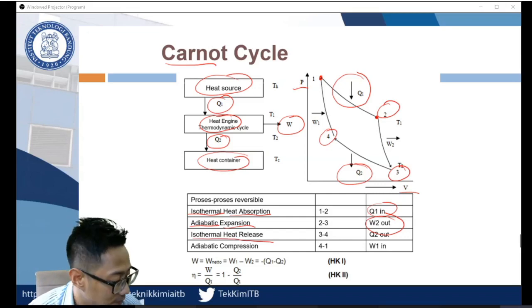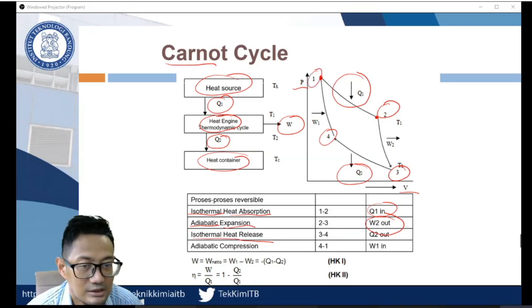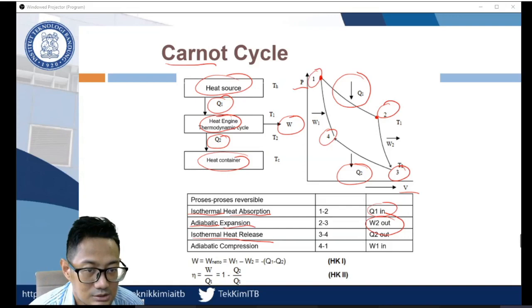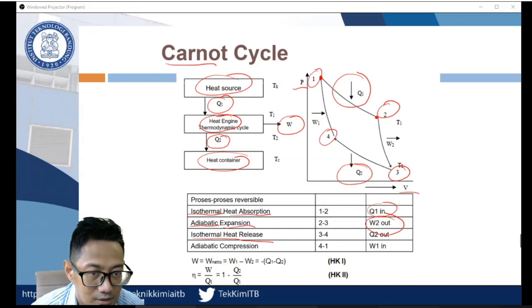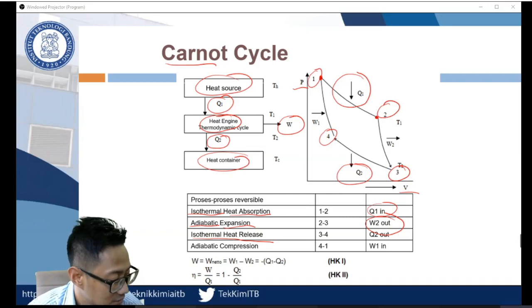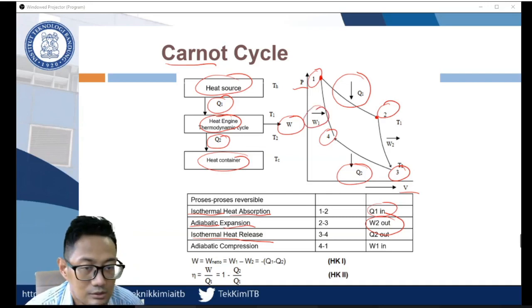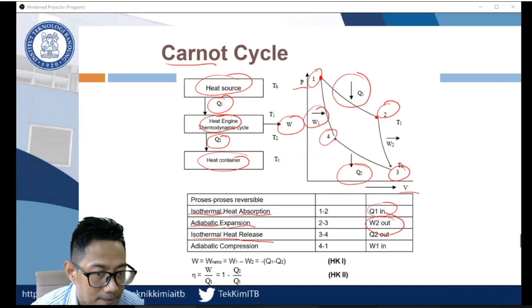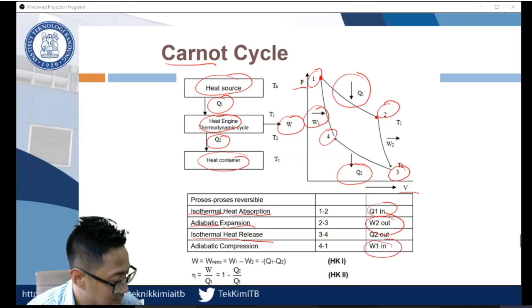And the last step is from state 4 back to state 1. So it's a closed cycle. The process from state 4 to state 1 is adiabatic compression. It means the work goes into the system, okay, from the environment. So the system is not producing, instead consuming work. So we can have this working.